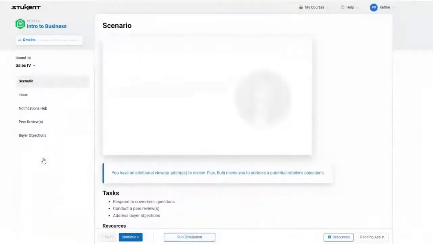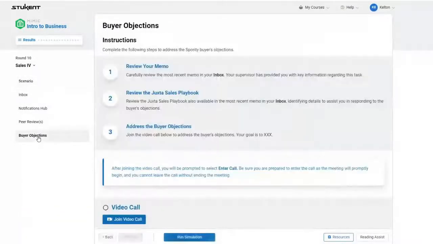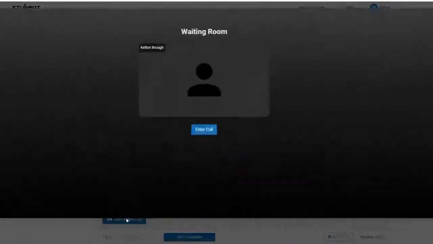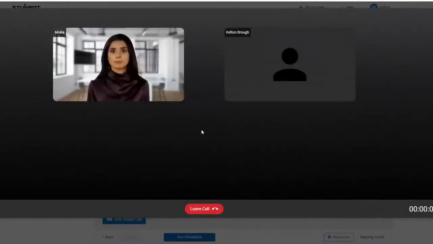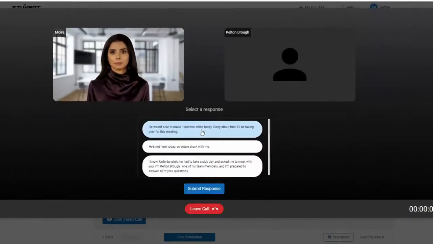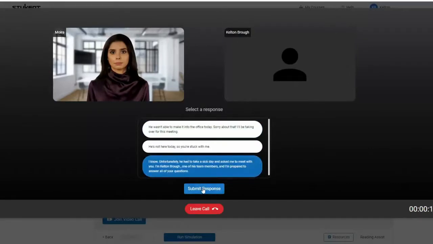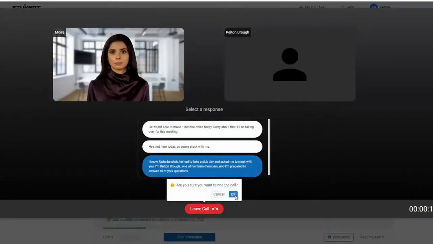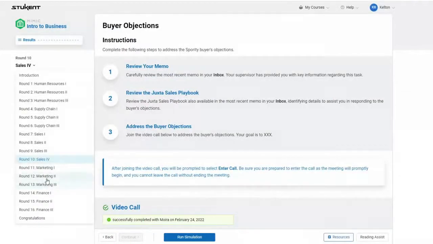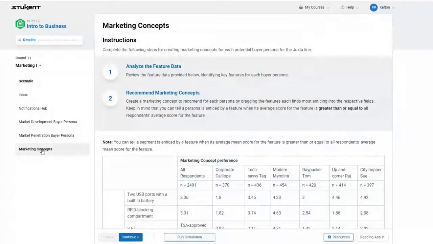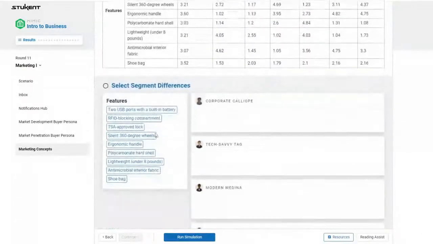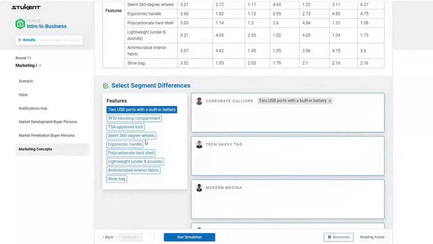In the sales round, we're doing something I've never seen done before in a simulation. This is really cool. They'll be able to join a video call and communicate directly with one of the simulated people on this call. They'll have the opportunity to respond and overcome some of the objections. We'll leave this call for now. In the marketing rounds, specifically here in round 11, students will have a chance to learn more about personas, and they'll actually be able to build out different segments of their personas right here.